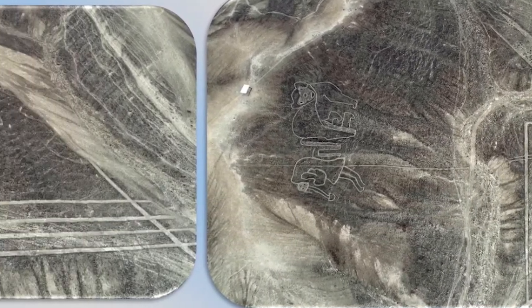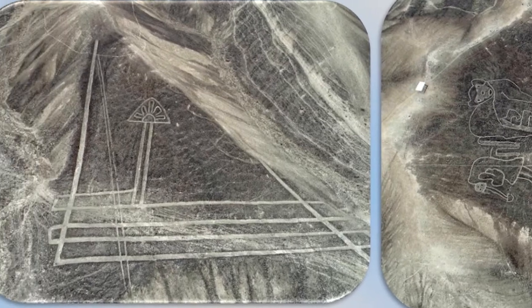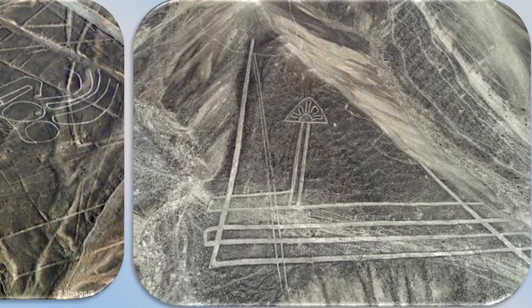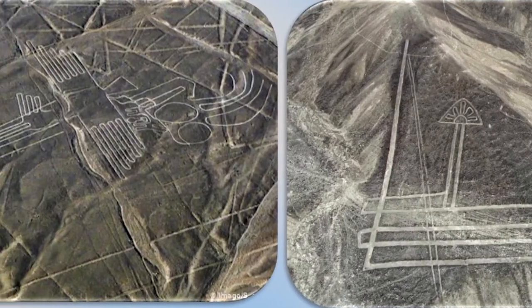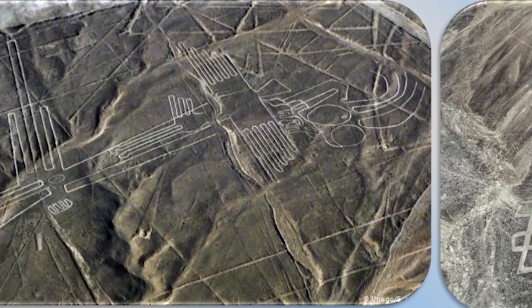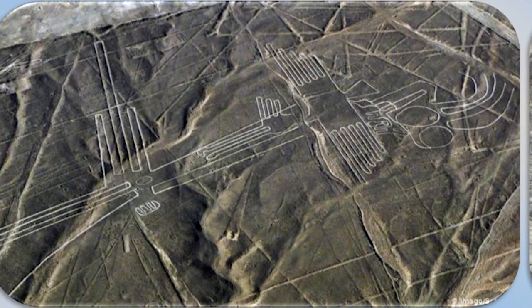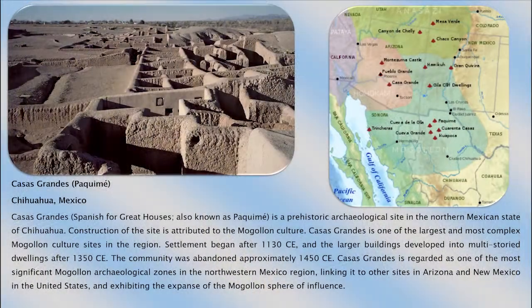Here are some more images of the Nazca lines. All right, so we're gonna move on now to the ancient site of Casas Grandes, also known as Paquime, and that is in Chihuahua, Mexico.